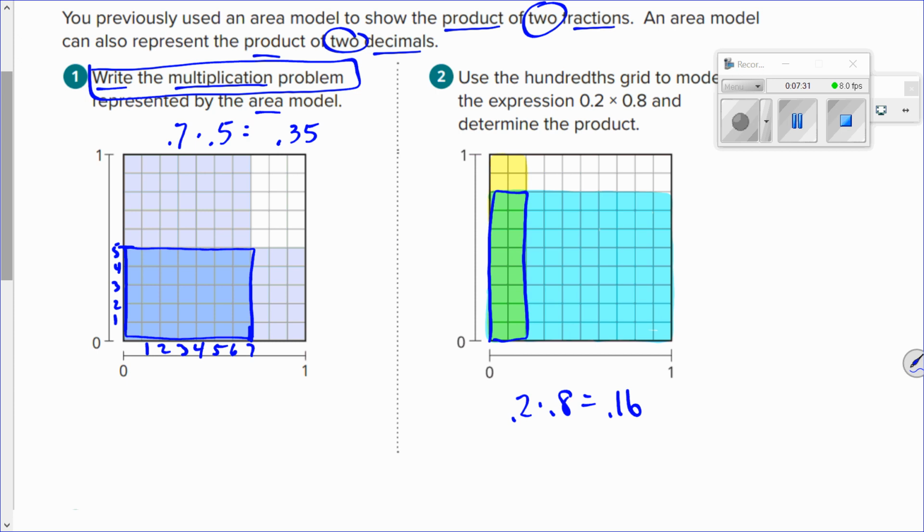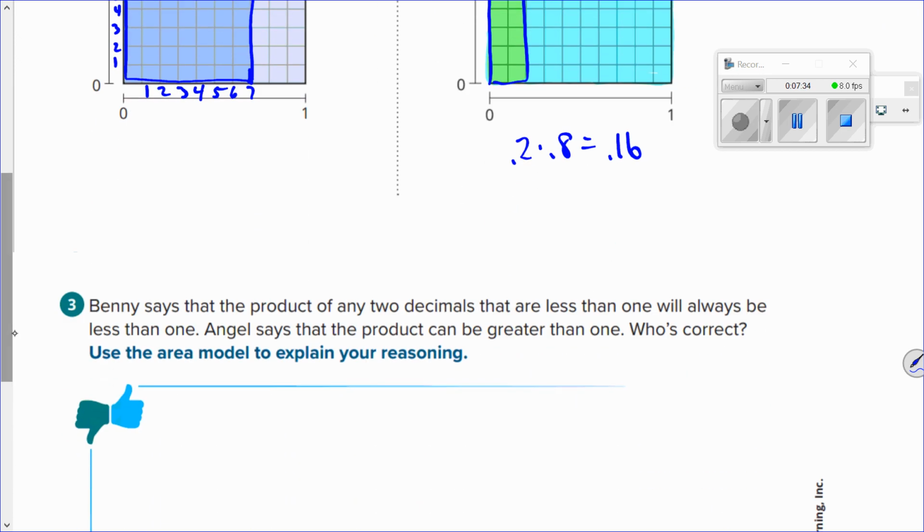Now, I actually really like this next one. Benny says the product of any 2 decimals that are less than 1 will always be less than 1. Angel says the product can be as definitive as always. No, can be means sometimes it will, sometimes it won't, right? So it means greater than 1.